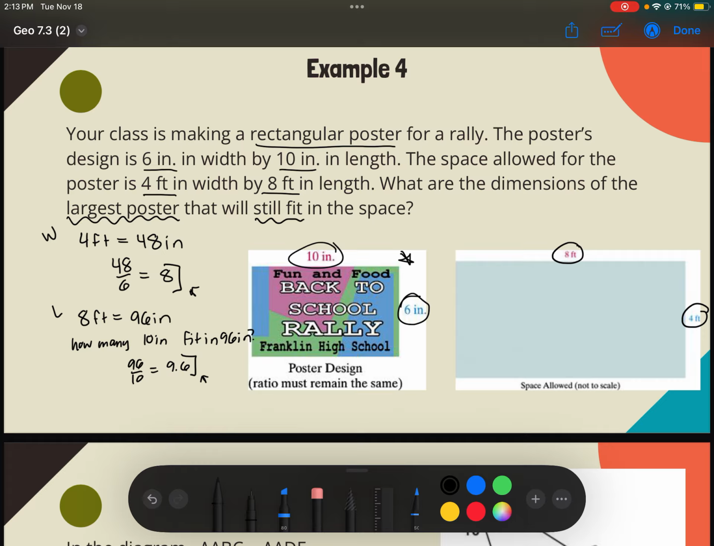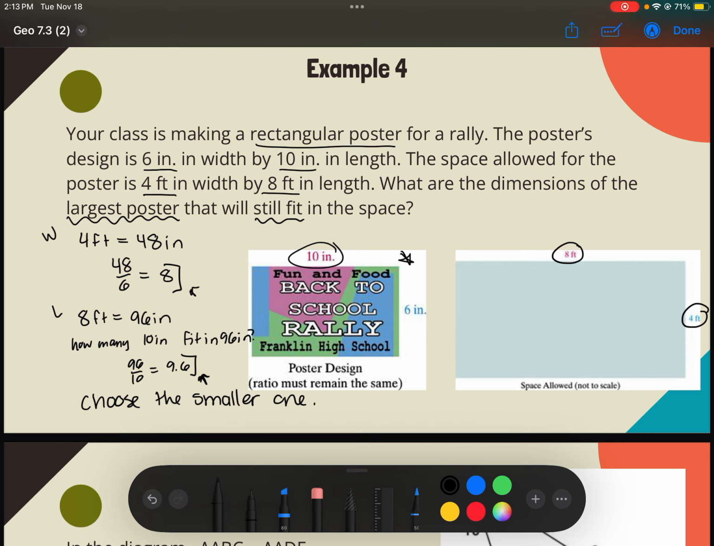Choose the smaller number with a problem like this. So choose the smaller one. It's okay if I have some extra space, but I can't go overboard, right? Like if I choose the 9.6, then I would also have to multiply the 6 inches by 9.6. That's going to be way too big. That's going to end up being much bigger than 4 feet. All right, so make sure that you are choosing the smaller number.